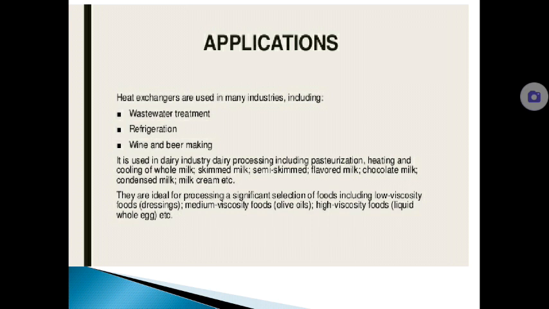So the selection of food is also important, in which there are low viscosity foods, then medium viscosity foods like olive oils, and high viscosity foods like liquid whole eggs. So this kind of selection of foods is also important while giving preference to the particular heat exchanger.